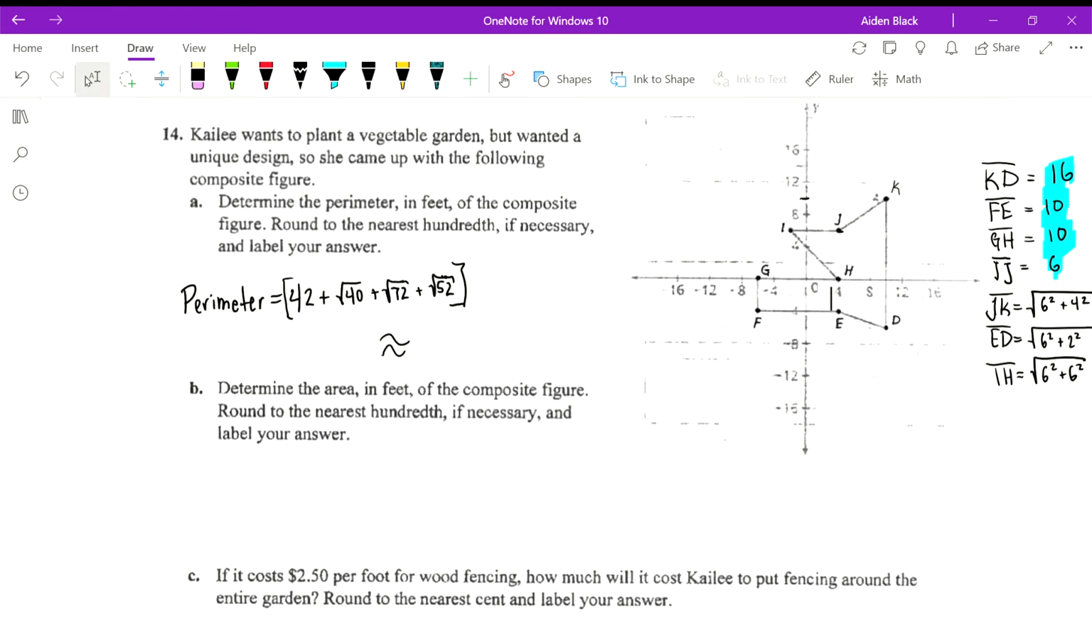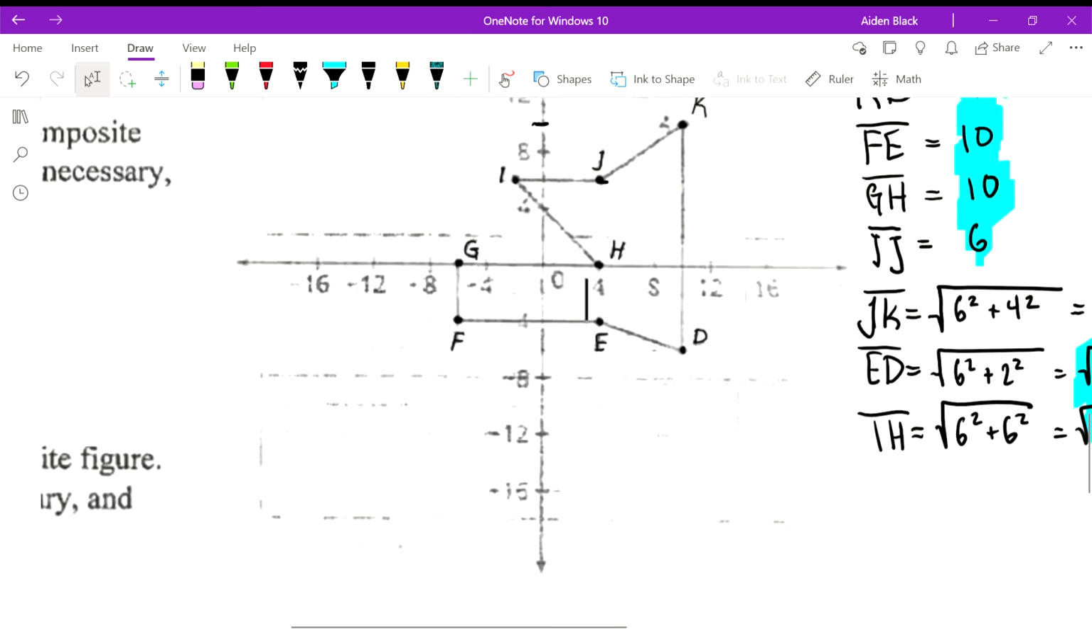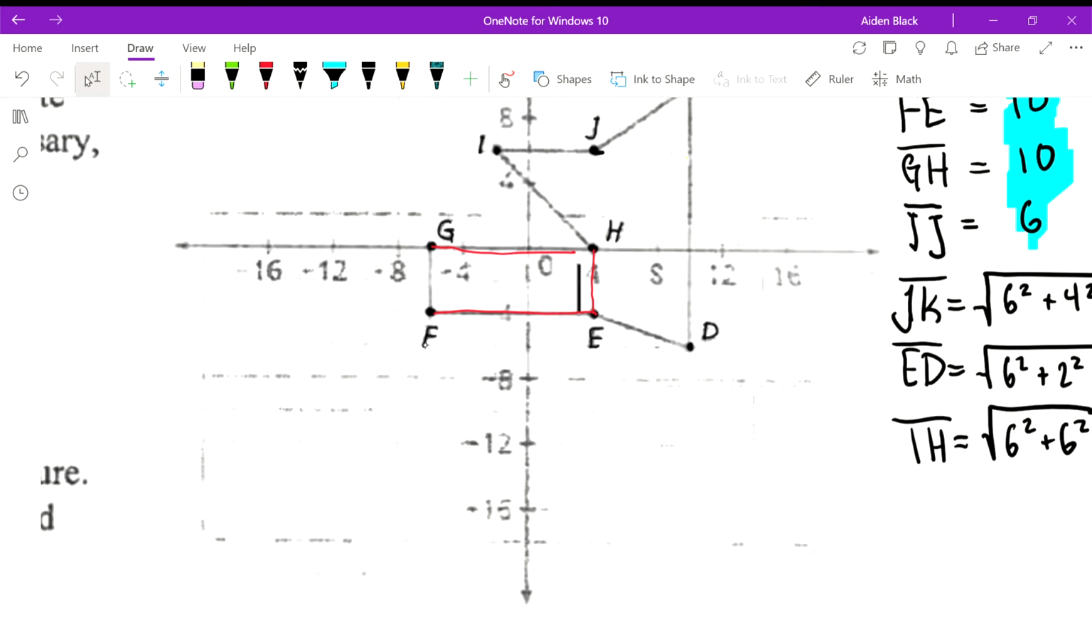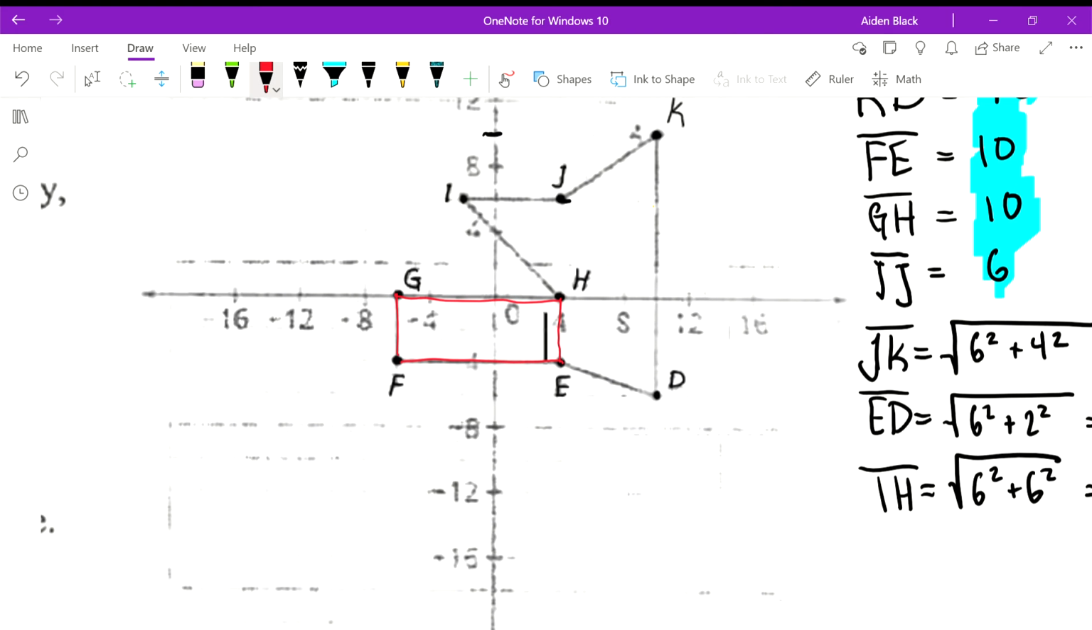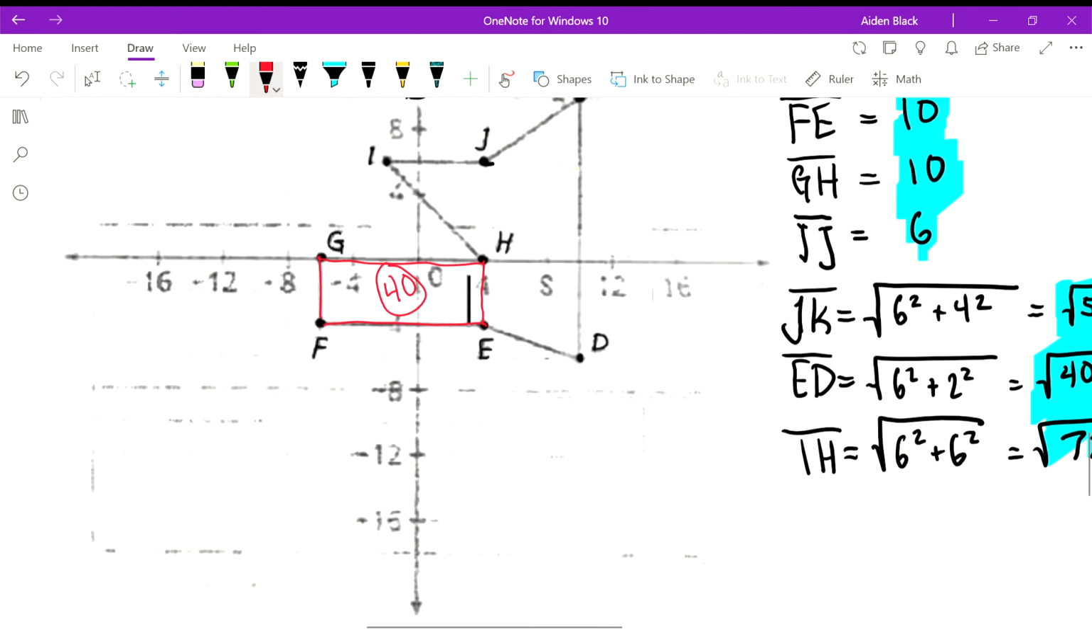Now we also need to find the area in feet. So we need to break this thing up into different shapes. We got a rectangle right here with side length 2, 4, 6, 8, 10. We already have that length, FE, right? It's 10. So we have 10 times, and this one's 4. So here we have 40, right? Base times height.